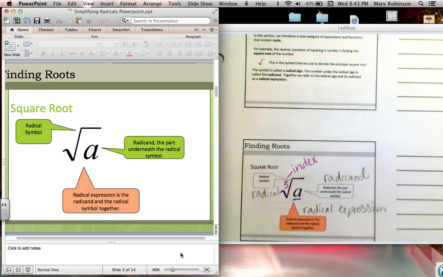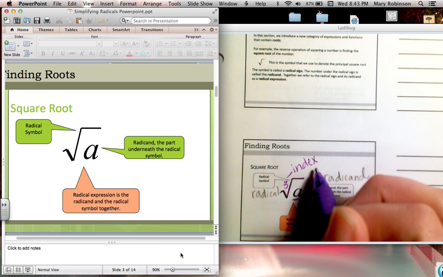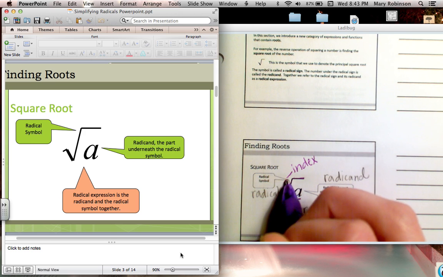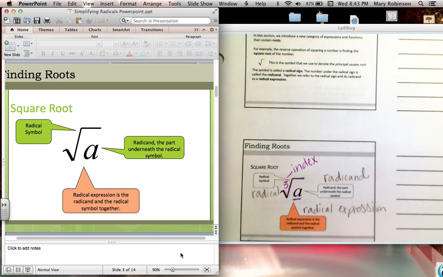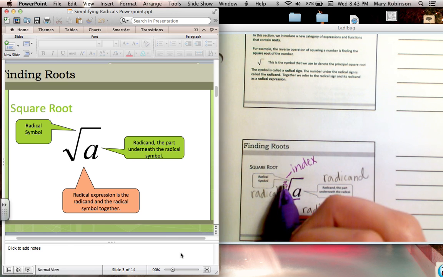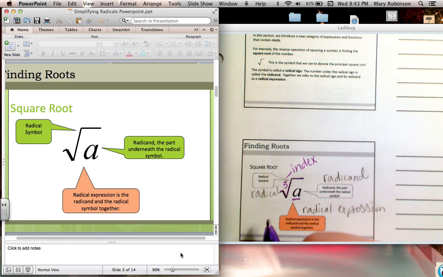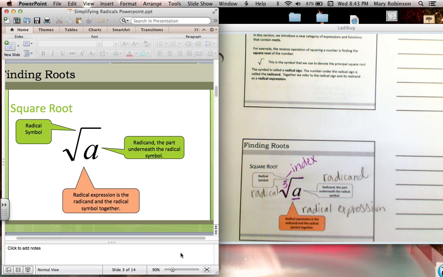Another word you may want to put in there is index. Index, there's usually a little number in front of the radical sign. If it's a square root, there's not. It's just implied that there's a 2 there. But anything other than a 2, you'd have to show that's there. And so any of these little numbers is called an index. Make sure you get that word too.